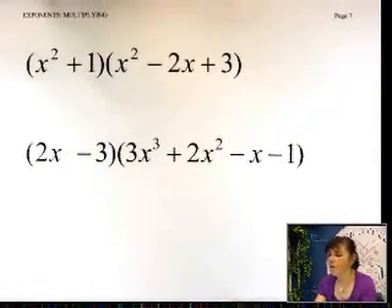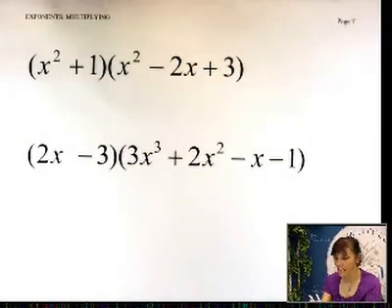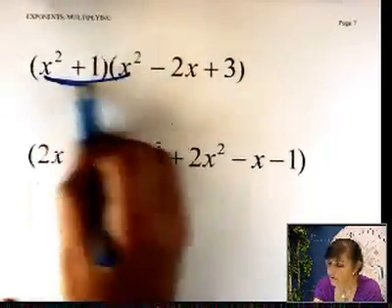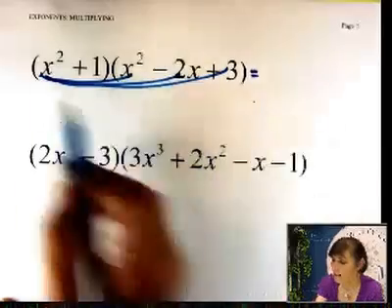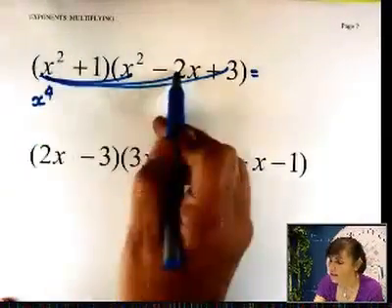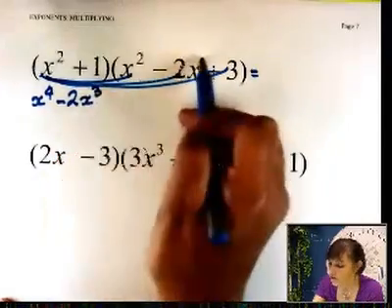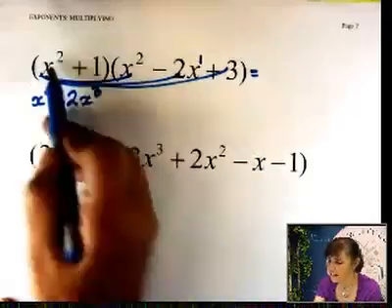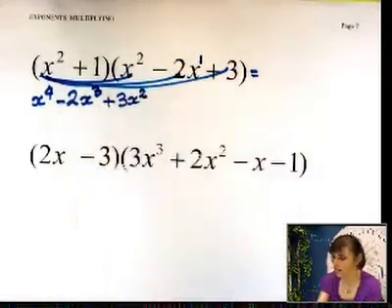Now, how do I FOIL a binomial with a trinomial? You do it exactly the same way you did before. You're going to go like this. First one, that will go into everything. So let's write that one. X squared and x squared, that's x to the fourth. X squared times negative 2x, that's negative 2x cubed, because there is a middle 1 in here. 2 plus 1 is 3. X squared times 3, that's 3x squared. That'll take care of the blues.